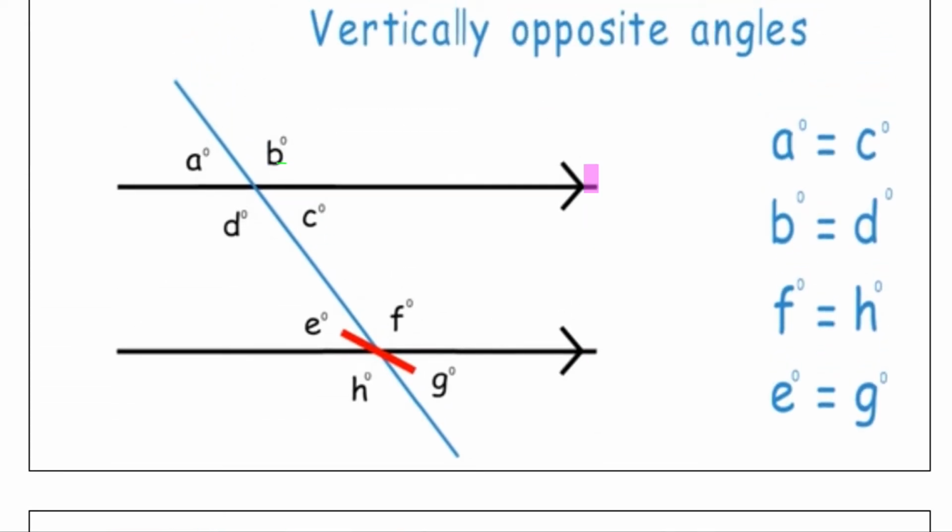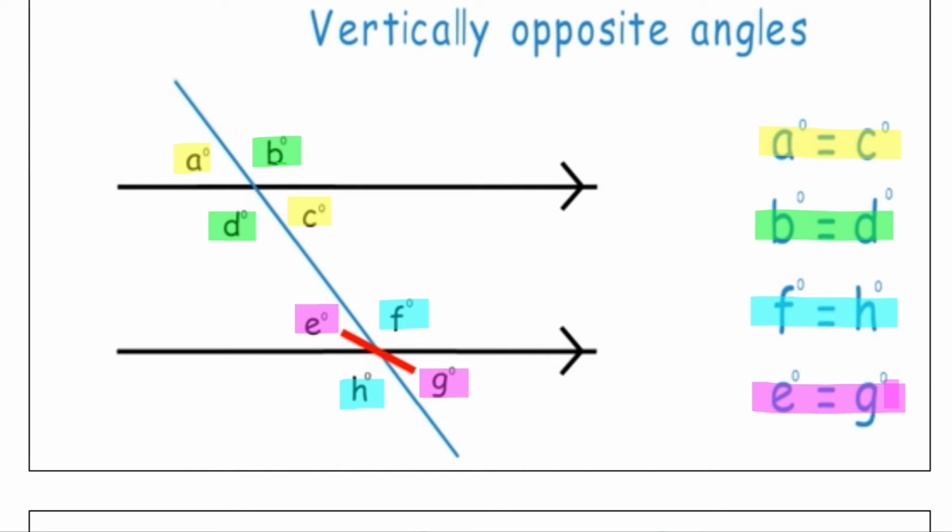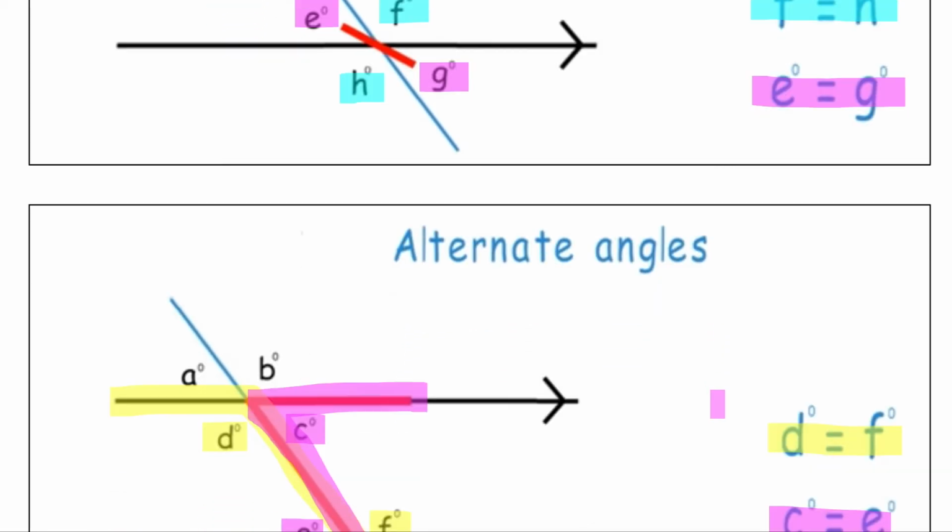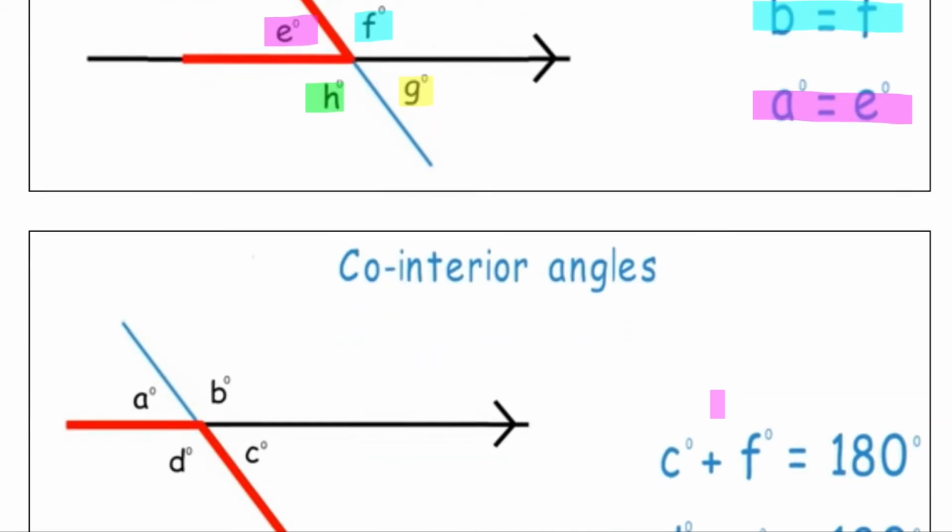And if we use here, then we have that firstly A and C are vertically opposite angles, and then B and D are vertically opposite angles, and then F and H are vertically opposite angles, and finally E and G are vertically opposite angles, and therefore they measure the same. Wonderful. Let's continue here with our notes.